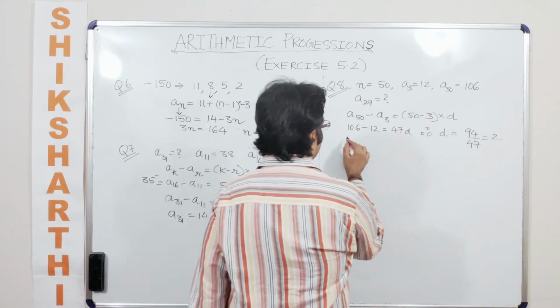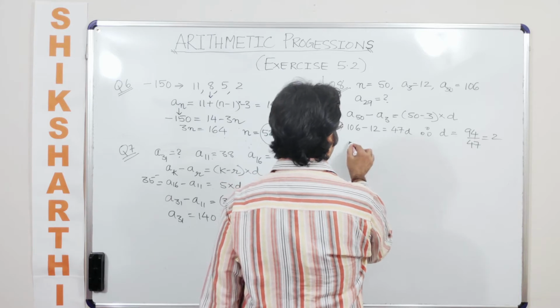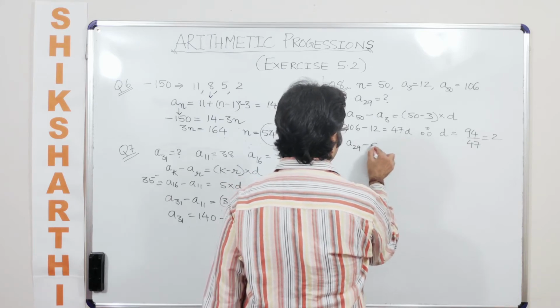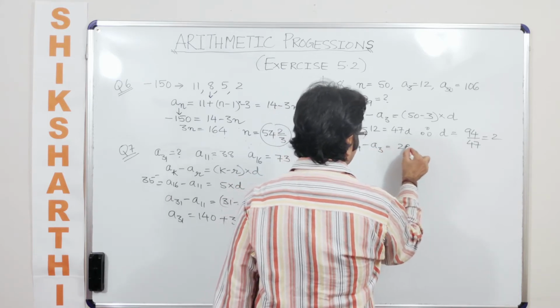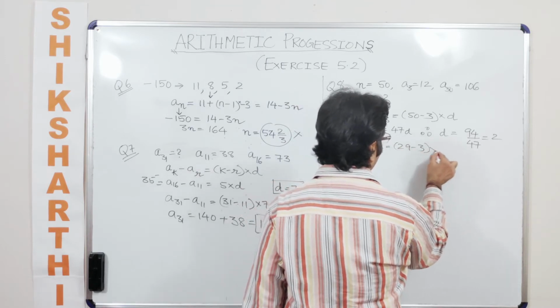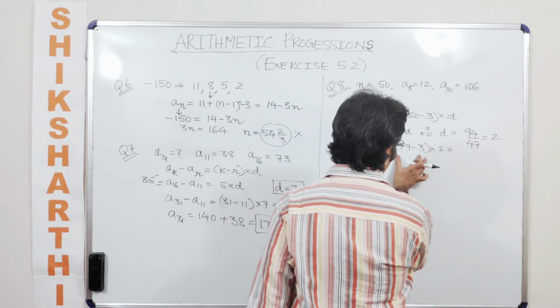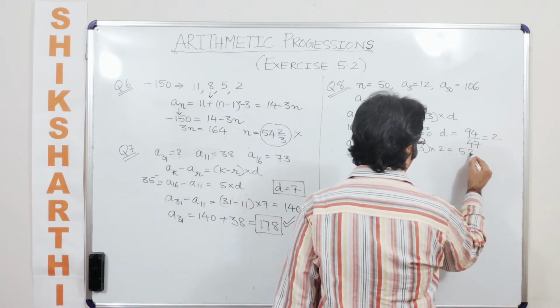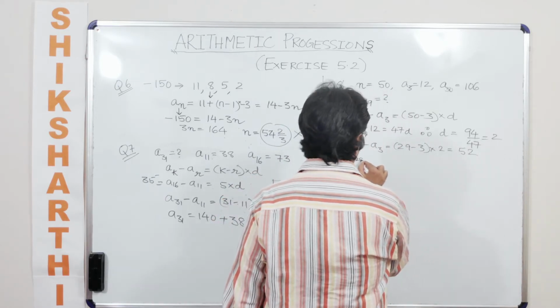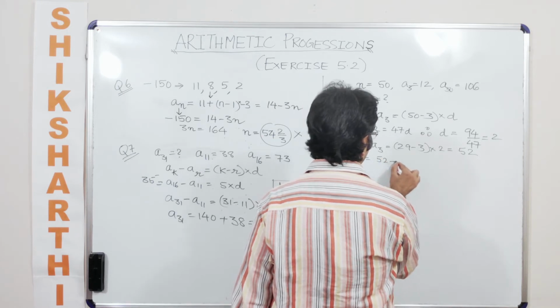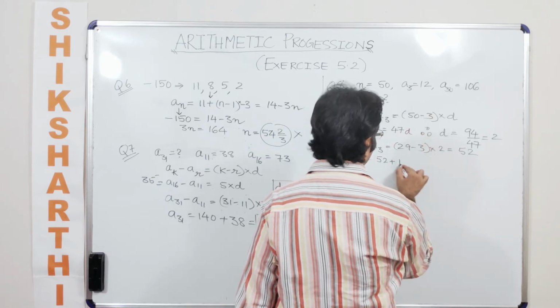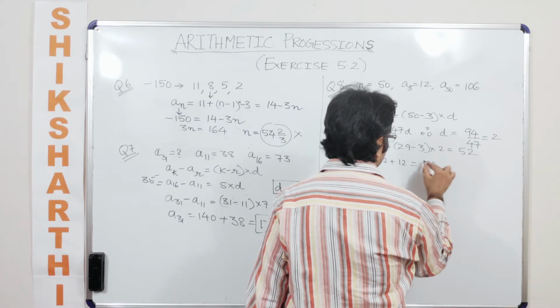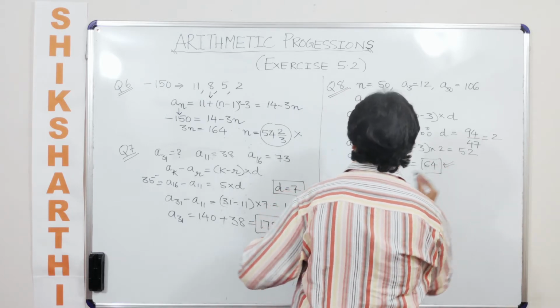The moment you get the value of d as 2, what you can do here is you can say that the 29th term minus the third term is just like saying 29 minus 3 into the common difference, which is 2. How much is 29 minus 3? 26 into 2 is 52. So you need to get the 29th term from here, which is 52 plus the third term, and the third term here is 12. So you get the answer as 64. Hope the answer is correct.